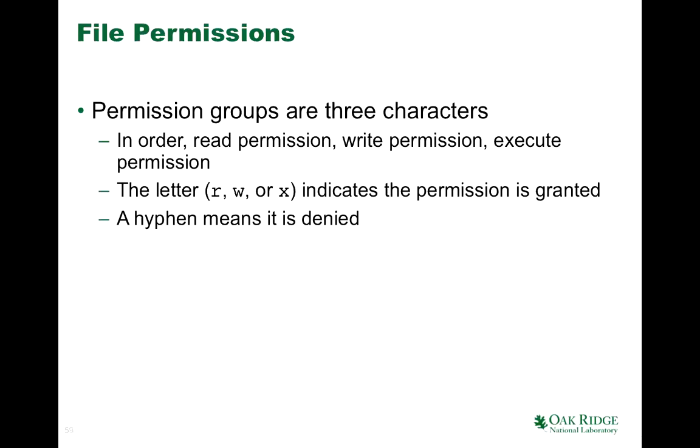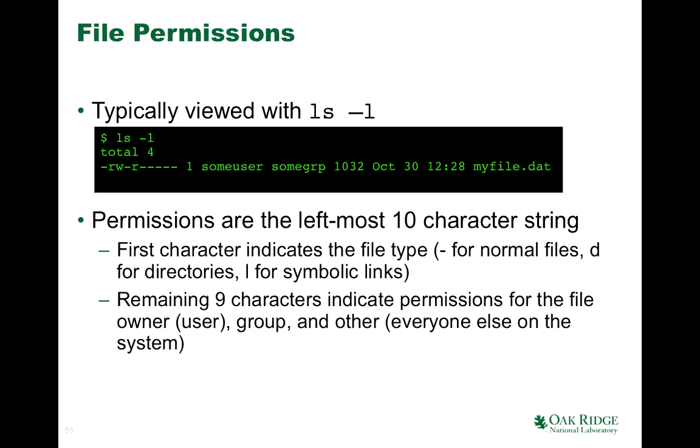So in order from left to right, those are for read permission, write permission, and execute permission. The way you tell if a permission is set is if the character r, w, or x happens to be present. That means the permission is granted. If the permission is not granted, there will simply be a hyphen. In the previous example, the user has read and write permission, the group has read permission, and other has no permission because of the dashes that are there.